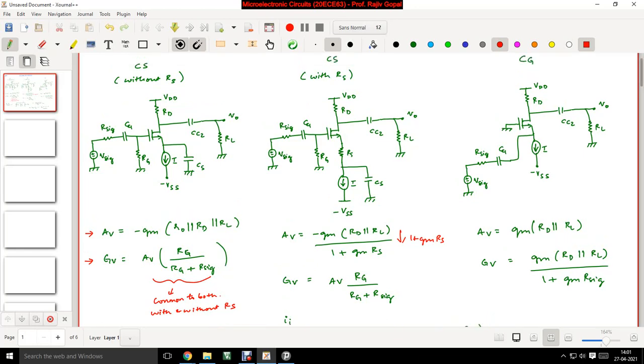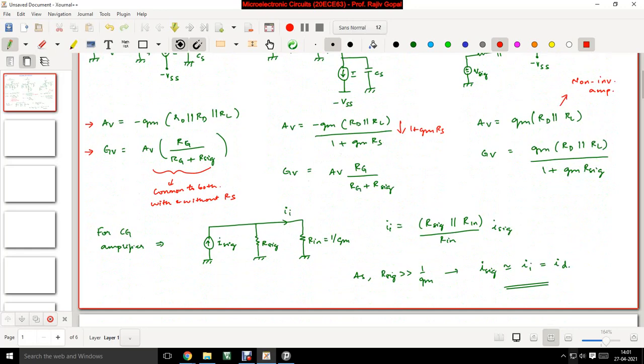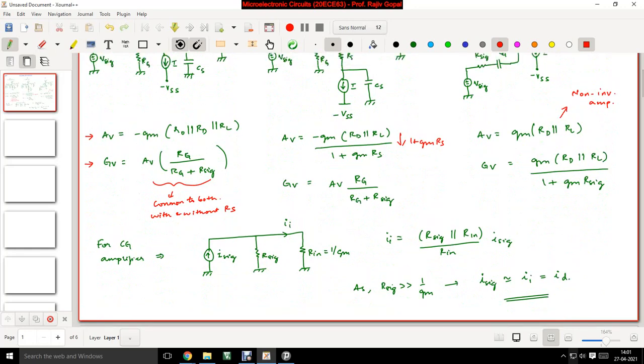And for the common gate amplifier, you can see that the gain Av is equal to gm times RD parallel RL. There is no minus sign here, so what this means is that it is non-inverting. So this is a non-inverting amplifier, and the overall gain is gm times RD parallel RL by 1 plus gm times R signal. But the thing about the common gate amplifier is its ability to not degrade the input current.